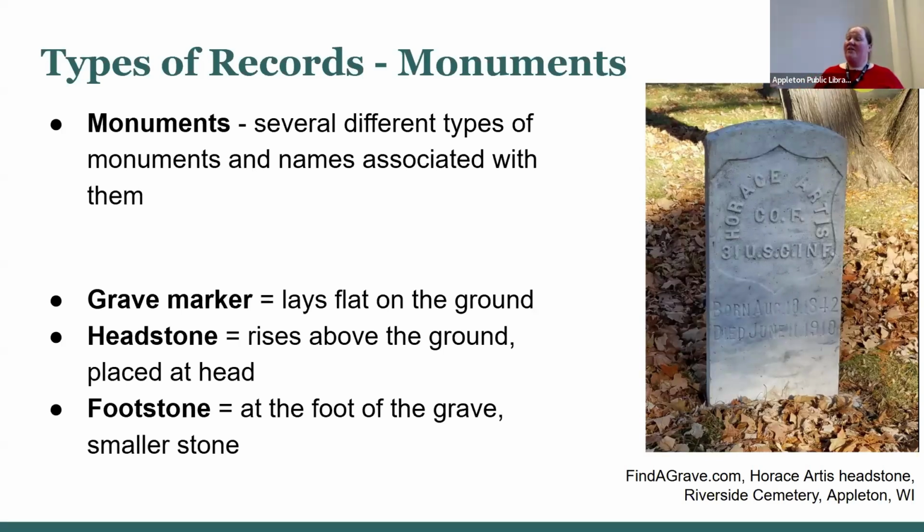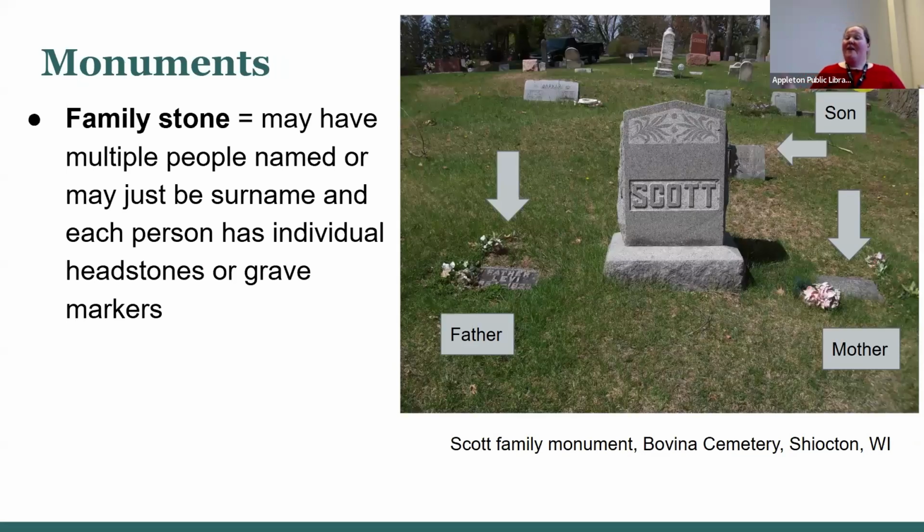And then some people also have footstones. Just like the name implies, it's at the foot of their grave, and it's usually a smaller stone. There might also be a family stone. Like you can see in the middle here, this is one of my ancestors' burial sites at Bovina Cemetery in Shiocton, where they have a family headstone in the middle that just has the family surname. And then around them, they each have individual stones that have their individual names. So sometimes you might have just that one big, large stone for the family, and then each person has a smaller, not as elaborate stone, perhaps.